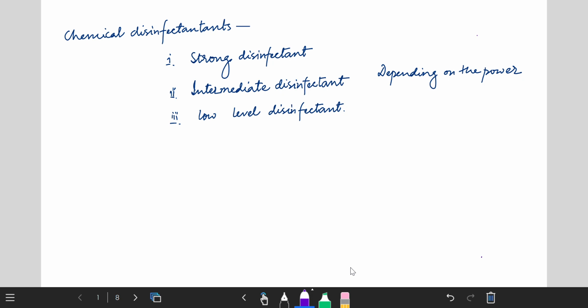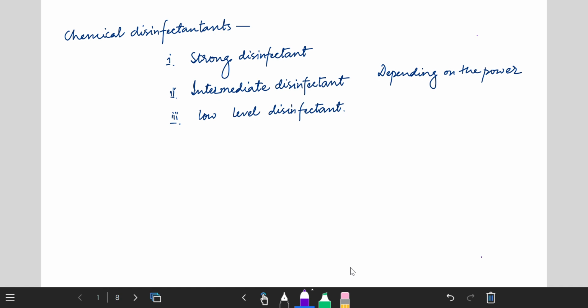Today's topic is about the RW coefficient, or Rideal-Walker coefficient test, and the Chick-Martin coefficient test. Chemical disinfectants are classified based on their power into three types. First is strong disinfectant, second is intermediate disinfectant, and third is low level disinfectant.